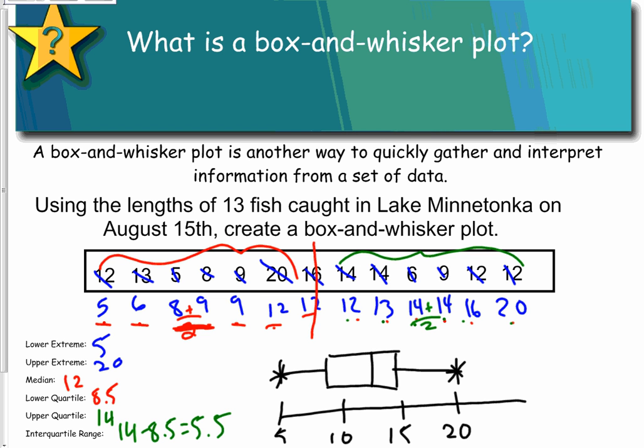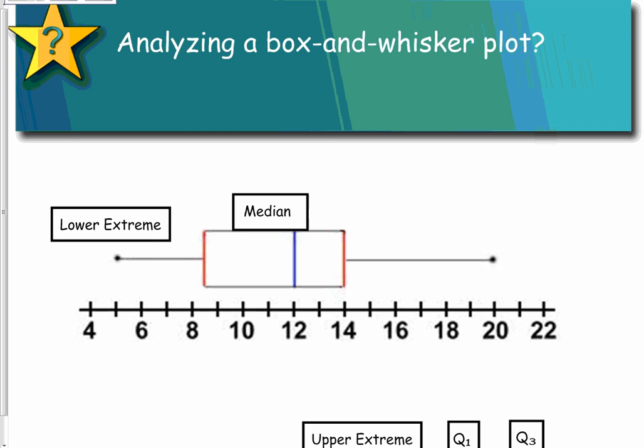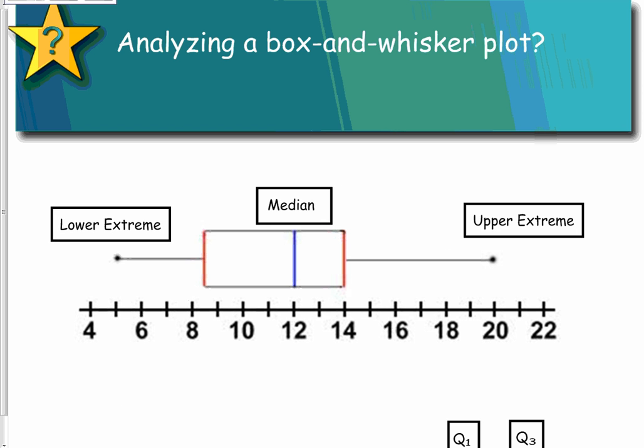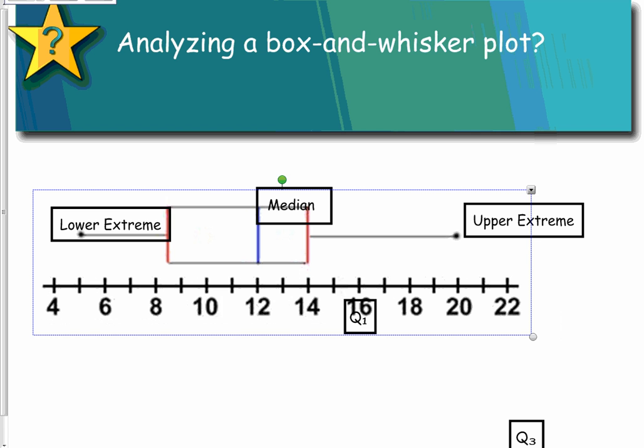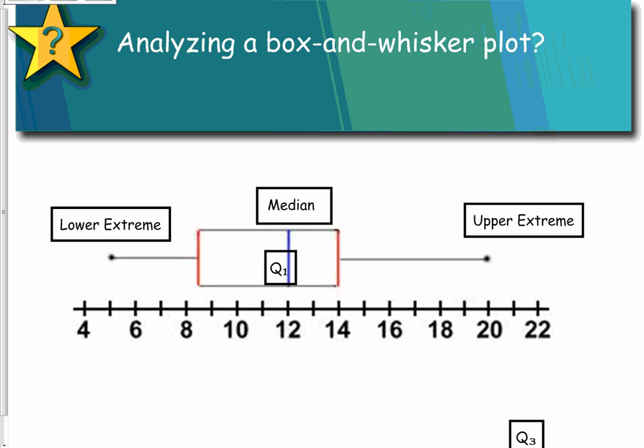So kind of remember how this goes. This is broken up so that 1/4 of the data is here, 1/4 of the data is here, 1/4 of the data is here, 1/4 of the data is here. So if you take a look, this is the way it's set up. Lower extreme is here, median in the middle, upper extreme here, quartile 1 here, quartile 3 here. All right, the quartiles make up the boxes, the extremes make up your whiskers.